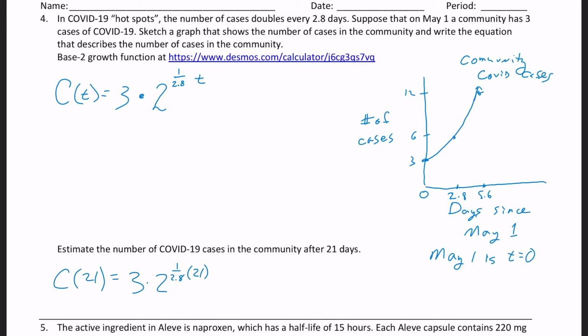So I put this expression into my TI-84, and the answer that I get is 543. So that would be 543 cases.